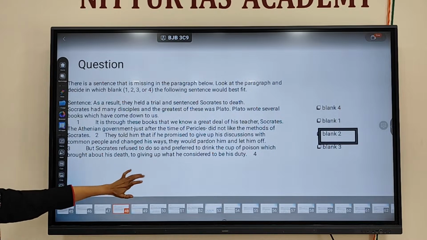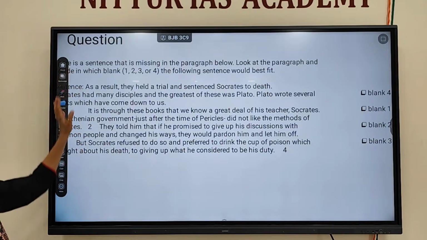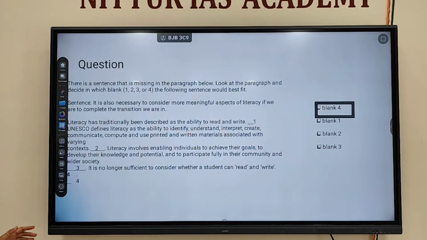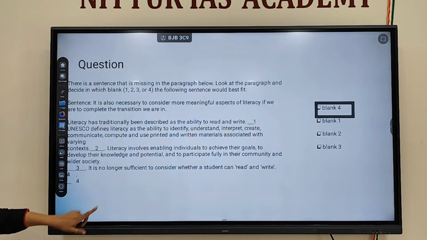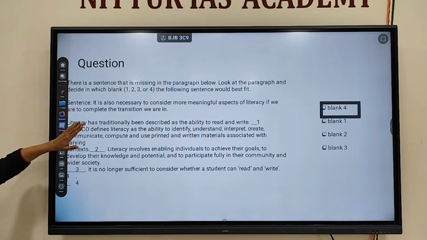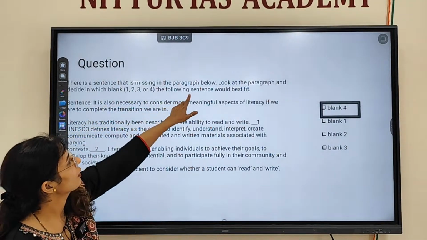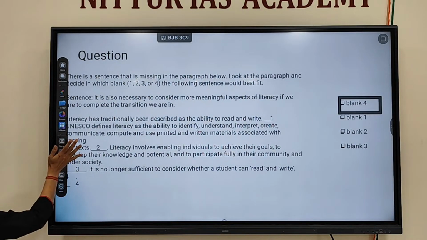Same way here also. First will be the blank and then will be the sentence. Why the miss happened is because, see, if you look here also, this is the fourth one. The answer was fourth one. And I said I need to recheck. So I rechecked. So this is the blank and then is the sentence. So if you look at it in that way, then the sentence is missing in the paragraph. Look at the paragraph, decide which blank the following sentence would best fit. So if we read the fourth option, this one being the fourth option, the above is the third, this one is the second.